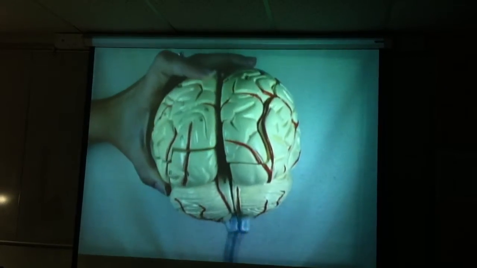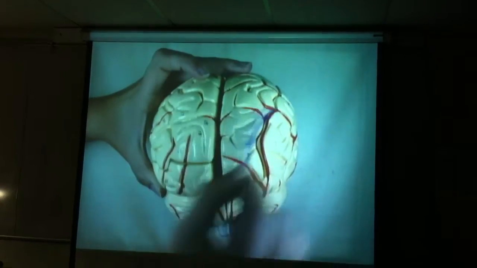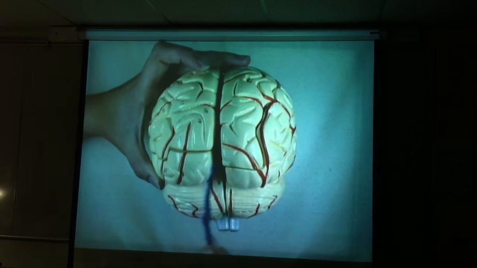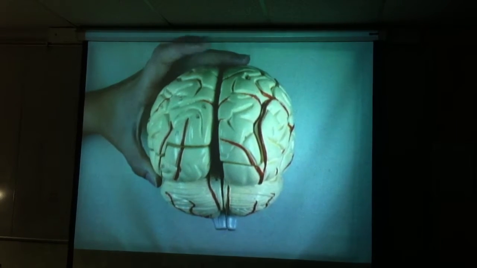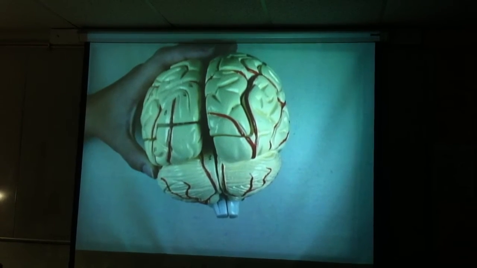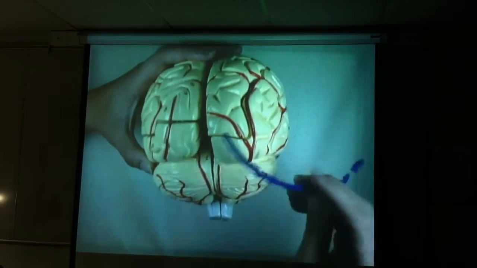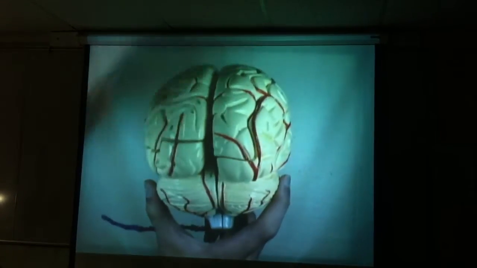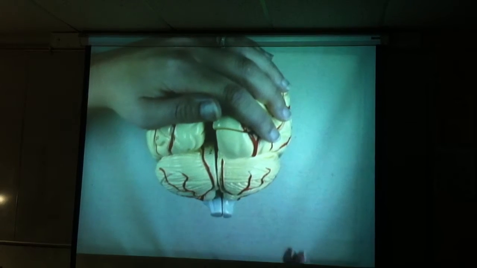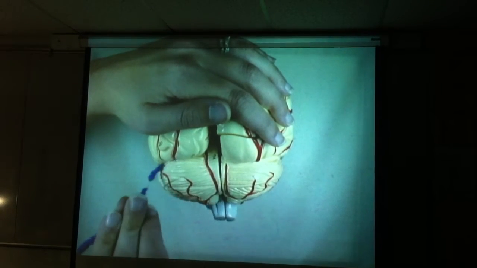In the posterior part of the brain, the occipital lobe and the parietal lobes are divided by the occipital-parietal sulcus, which is not seen very well on many of our models. And then lastly, what separates the cerebrum from the cerebellum is the transverse fissure. So this right here is the transverse fissure.